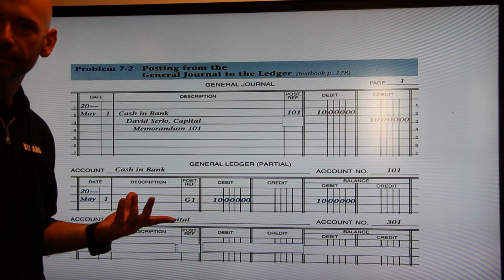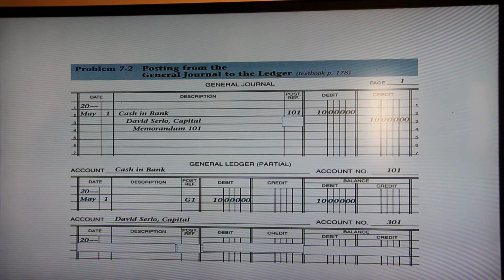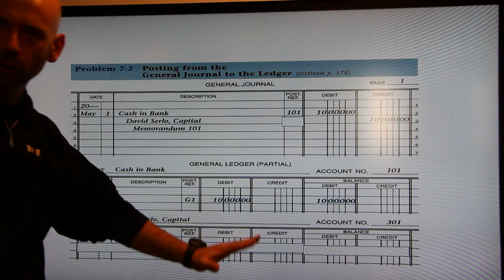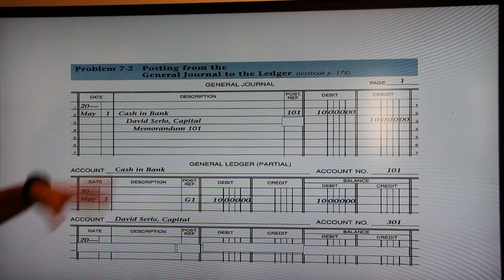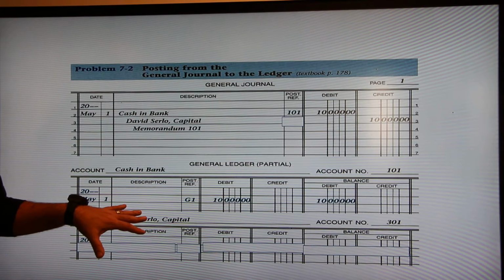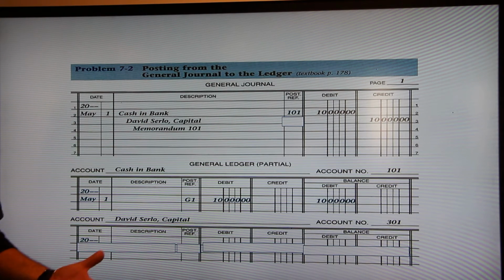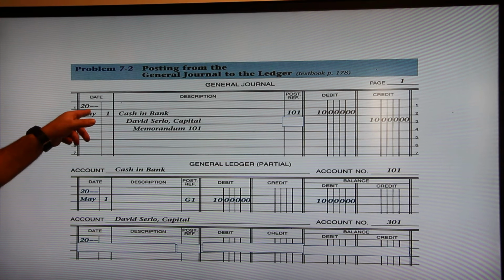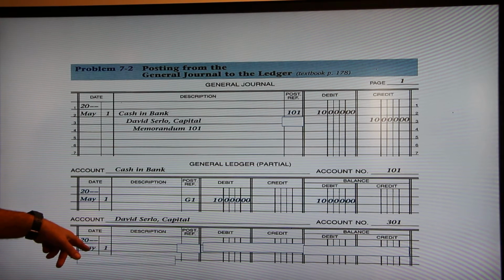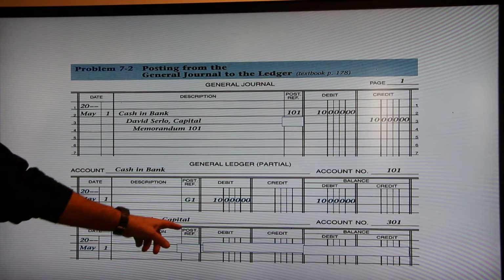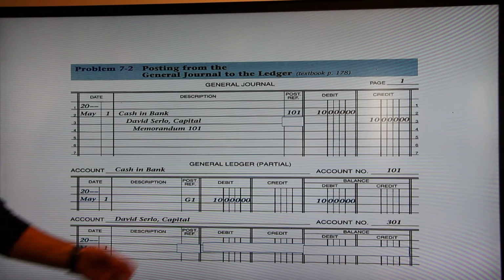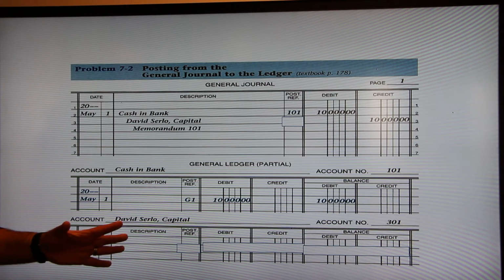We have one more account, right? So the second account that was affected on May 1st was capital. So we go through all our ledgers until we get to our capital account, and now we have to post it the same way. So the first thing we have to do is write the date of the transaction. So we know that this transaction took place on May 1st, so we would put May 1st for the date in our capital account. Next, we look at the description. We can leave the description blank, it's fine.